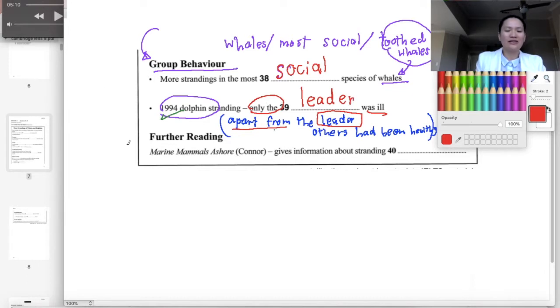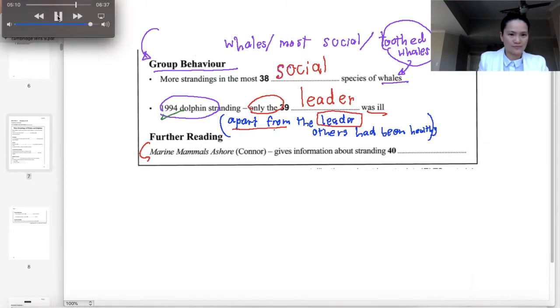Okay, now you're going to the further reading. Marine mammals ashore, give information about stranding. You have to find out. Let's go. Without one consistent theory, however, it is very hard for us to do anything about this phenomenon except to assist animals where and when we can.